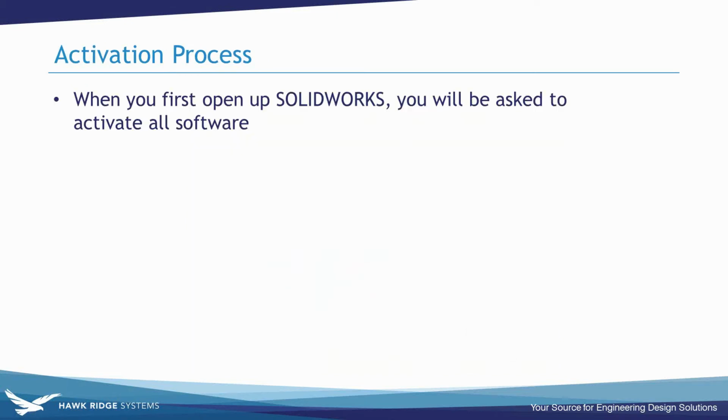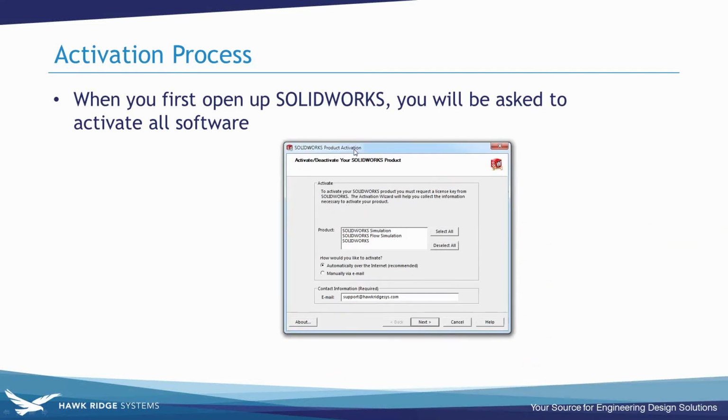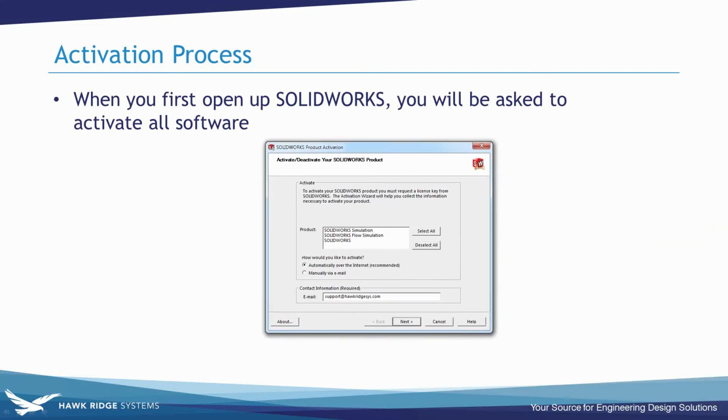So once you finish the installation and you open up SolidWorks, what happens is the activation wizard will come up. You'll be asked to activate SolidWorks. So I'll bring up that activation wizard. And there's two ways to activate SolidWorks. You can either activate automatically over the internet or manually via email.